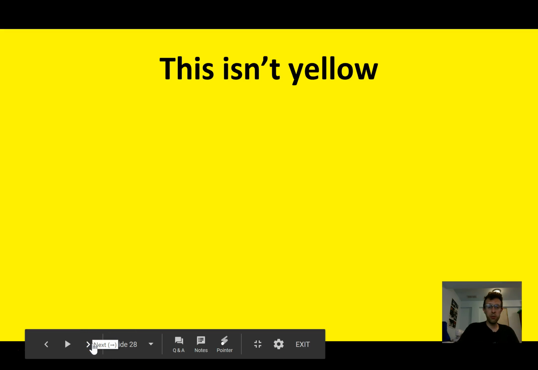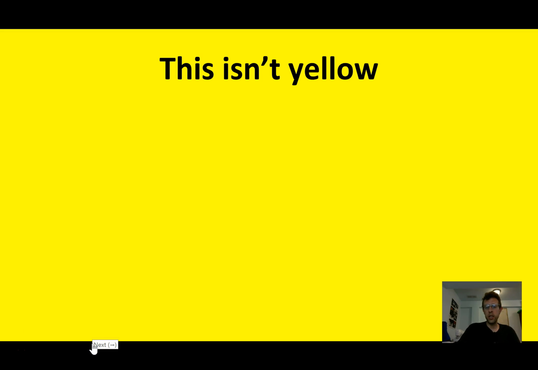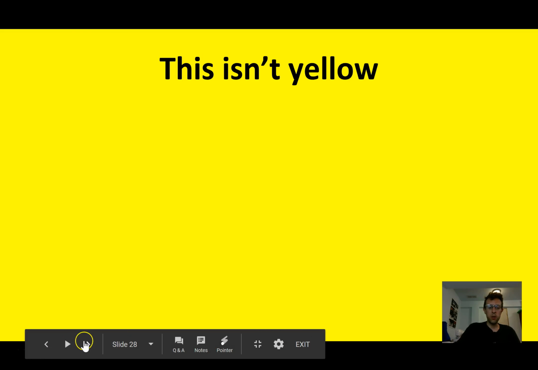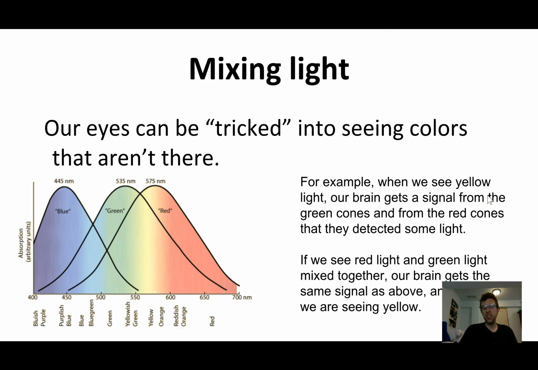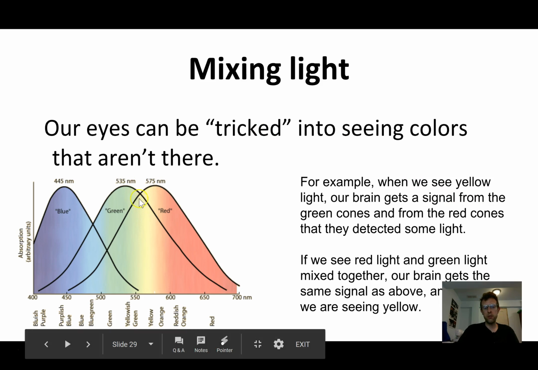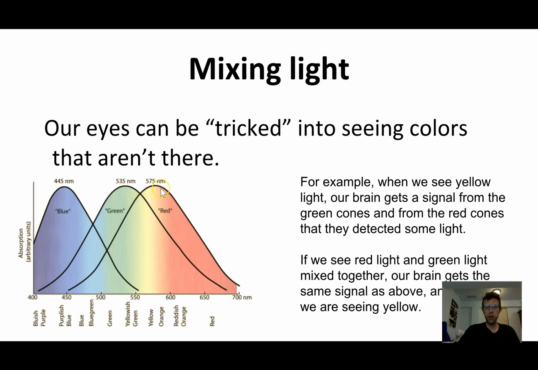As a result of having just 3 types of cone cells that your brain is interpreting from, we can trick our brain. So for example, what you're seeing right now is not actually yellow. Our eyes and our brain together can be tricked into seeing things that aren't there. When we see yellow, we have a response from the green cells and a response from the red cells, both. They send a signal to the brain saying, hey, I'm seeing color. And the brain says, oh, well, green and red are both responding, and so that must be yellow.